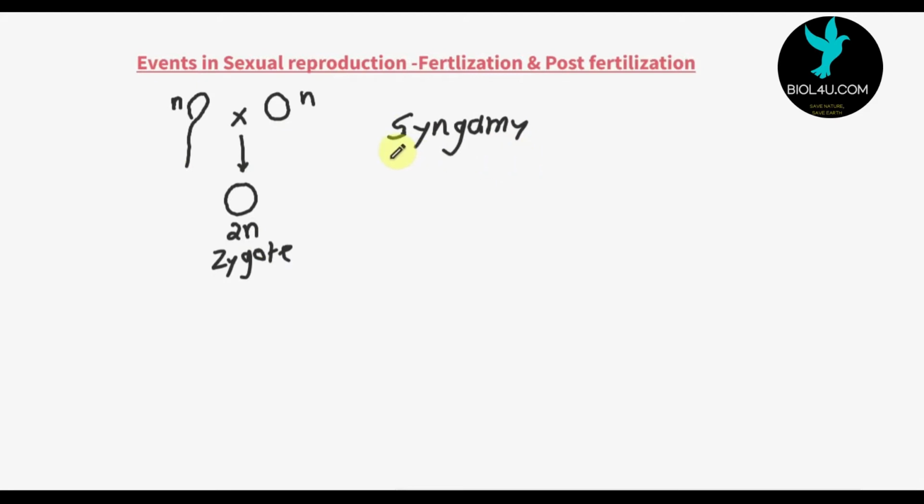Okay, if syngamy does not occur, then what happens? For example, this is the egg, a haploid egg. If syngamy does not occur, this haploid female gamete directly develops into a zygote, but the ploidy is again haploid, because a haploid egg directly develops without fusion of haploid and haploid cells. So if it develops directly without syngamy, the product will be haploid. This type of development is known as parthenogenesis.